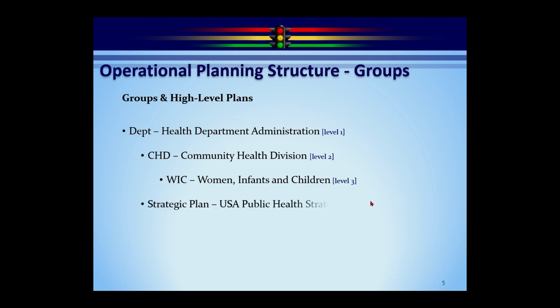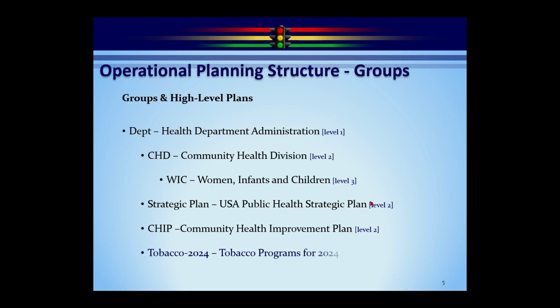Your strategic plan is typically a group within itself. Typically, it's a level 2 group reporting to the department. Same thing with your community health improvement plan, typically a level 2 reporting to the department. And then today we're going to use the same example we've been using, tobacco programs, in this case, Tobacco 2025.